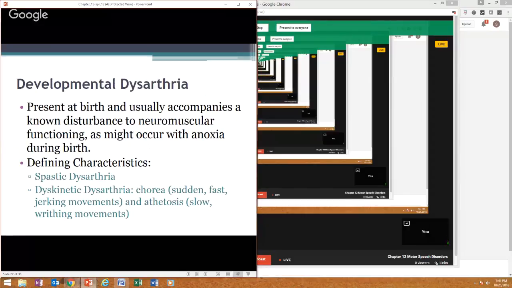And then developmental dysarthria is present at birth and usually accompanies a known disturbance to neuromuscular functioning, as might occur with anoxia during birth. Defining characteristics will be spastic dysarthria, dyskinetic dysarthria, or chorea, which means sudden, fast, or jerking movements, and athetosis, slow, writhing movements.